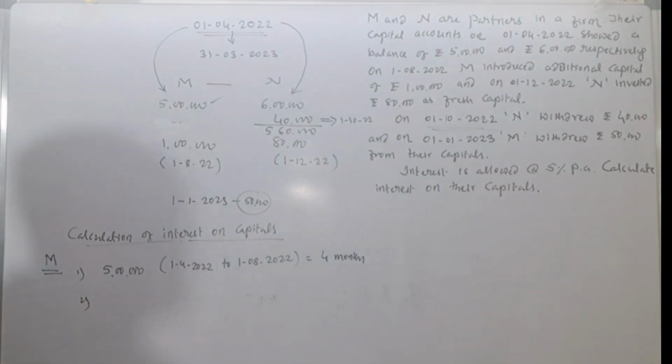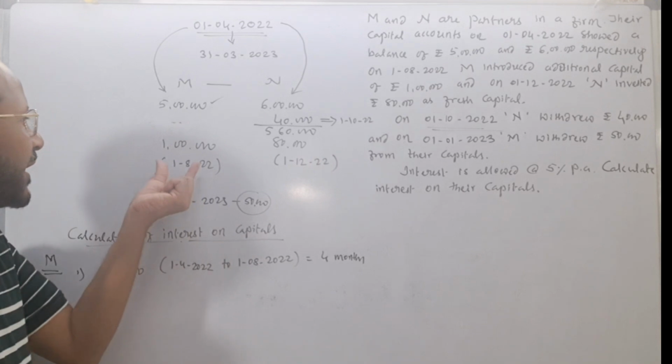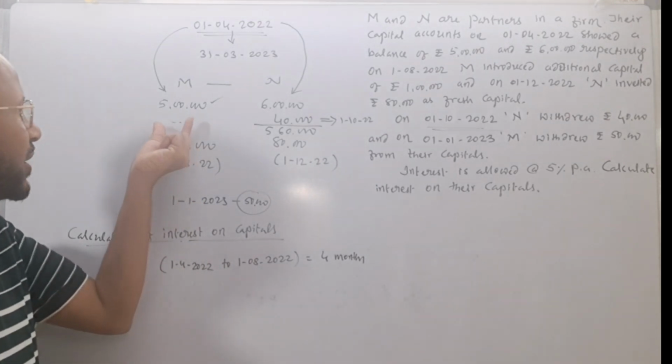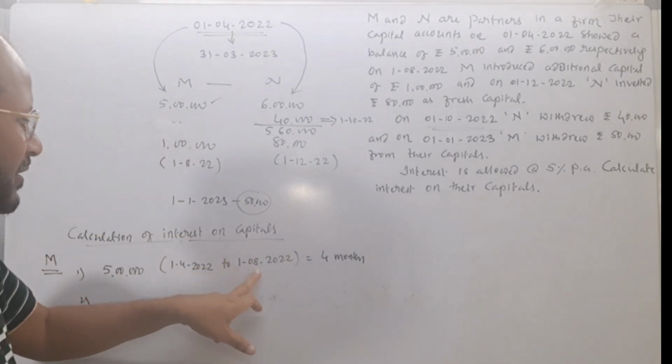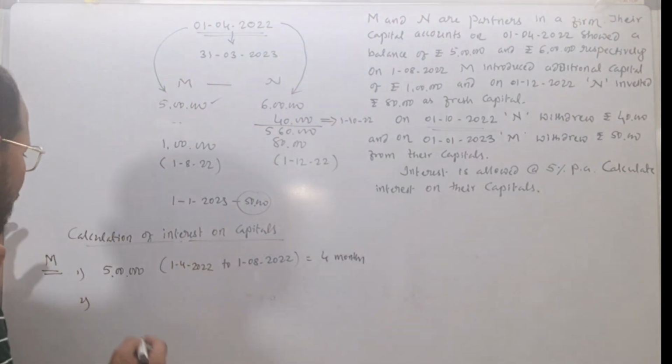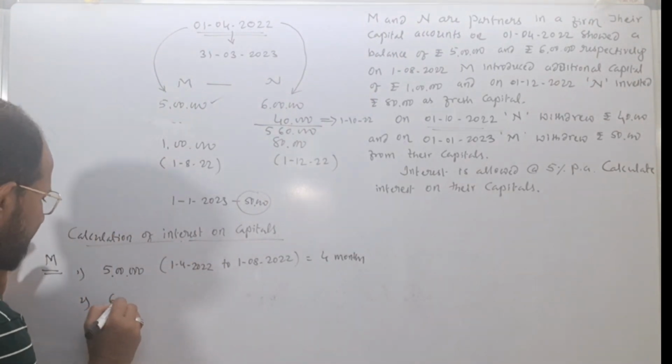Next one is the second case. See, after the introduction of rupees 1 lakh as the additional capital, now the capital balance on 1st August 2022 comes to rupees how much? Rupees 6 lakh.